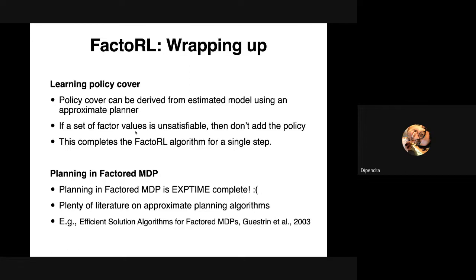One small comment on this planning aspect is that planning in factored MDPs is EXP-time complete. So it's significantly hard in general. However, there are two decades of work on approximate planning strategies in factored MDPs. For example, you can look at the work of Carlos Guestrin, Geoff Gordon, Daphne Koller, and others. These methods use linear programming and approximate dynamic programming based approaches, and they show that approximate planning is often possible.